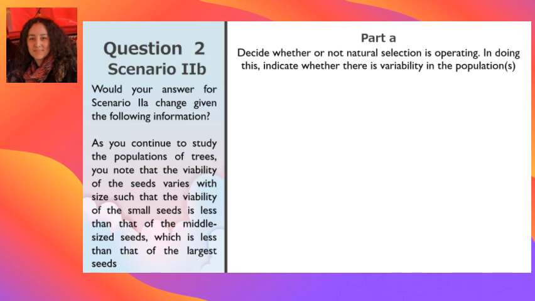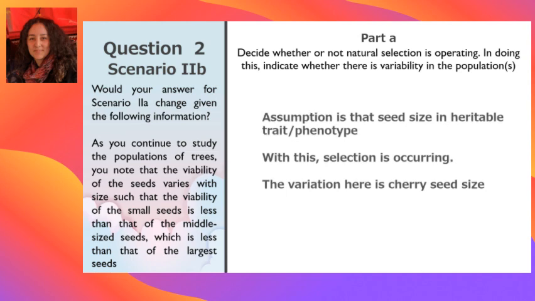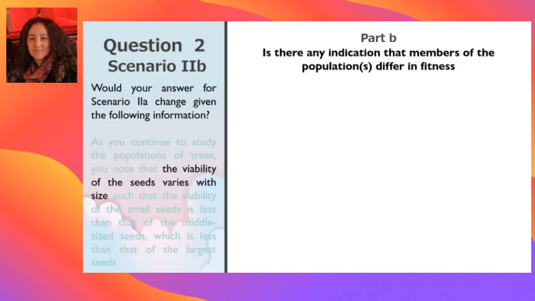So whether or not natural selection is operating given this new information. We're still assuming that the seed size is heritable. So selection is occurring, and the variation here is the cherry seed size. So nothing there has really changed by the fact that these seeds vary in viability associated with seed size. Again, we've got the important things highlighted here. The viability of the seed varies with size.